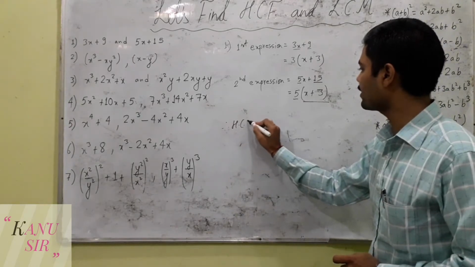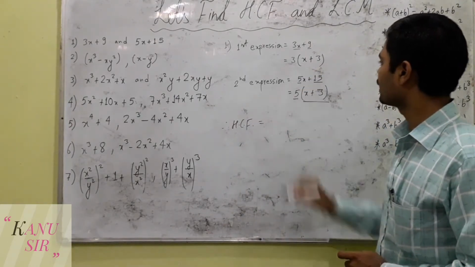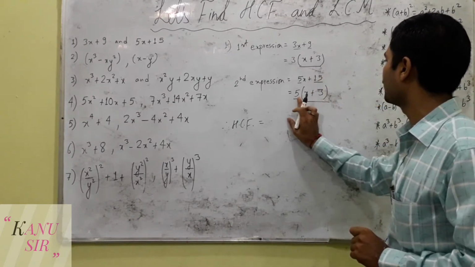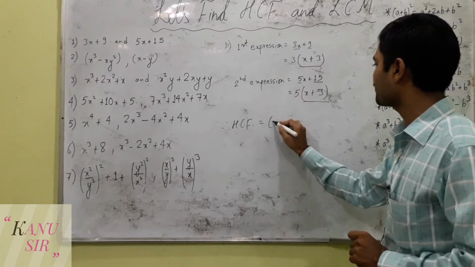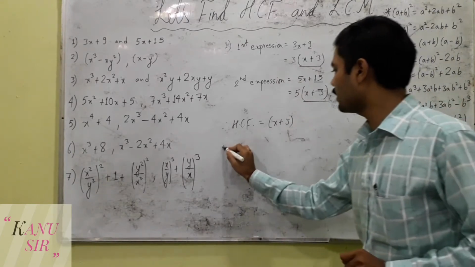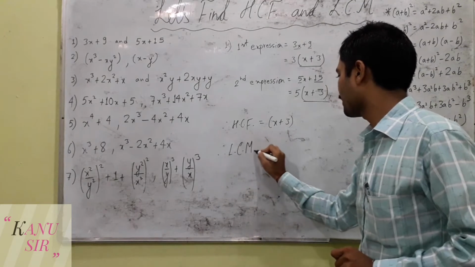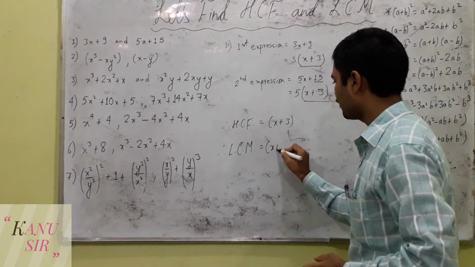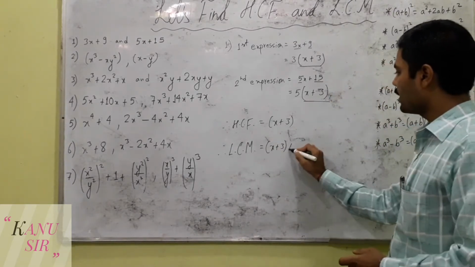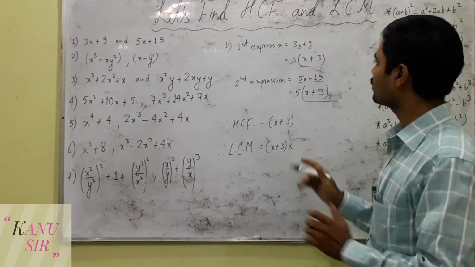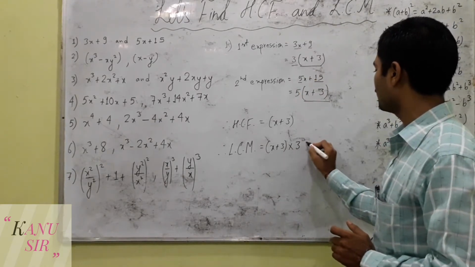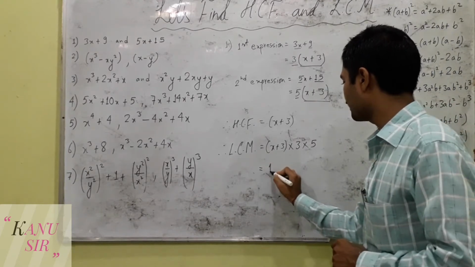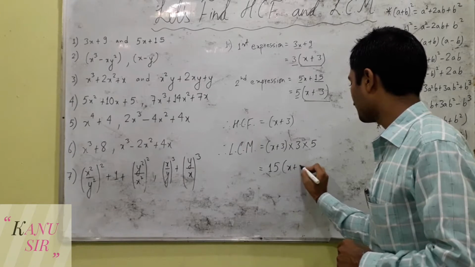Now we are going to find the HCF. The HCF will be the common factor in both the expressions, that is x plus 3. But when we find the LCM, we follow a different process. First we write the HCF, which is common in all, and then the remaining numbers which are not common in either of the two expressions. 3 is not common but we have to copy it, 5 is not common but still we have to copy it, and finally the answer becomes 15 times x plus 3.